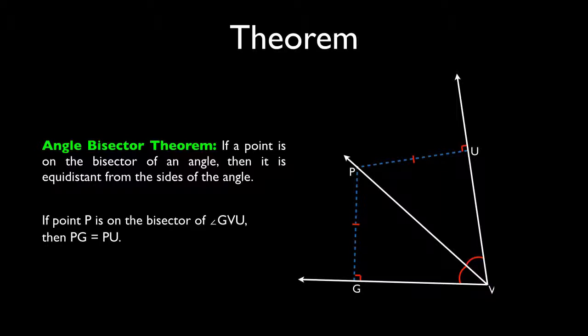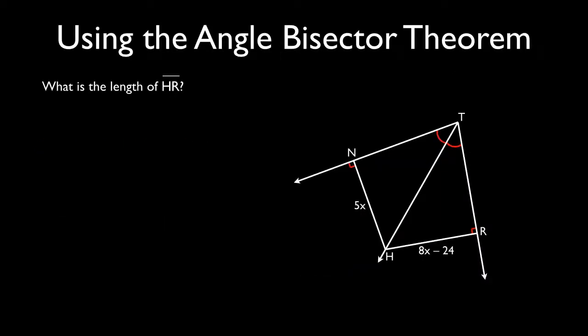So now let's use this in a problem. Woohoo! What is the length of segment HR? Let's see here. I notice that we have a couple of congruent angles here, which means that point H is on the bisector of angle NTR. And I also notice that segment HN and segment HR are perpendicular to the sides of the angle. That means that our angle bisector theorem applies and that those segments have to be equal in length. Oh, now there is an equation we can write.